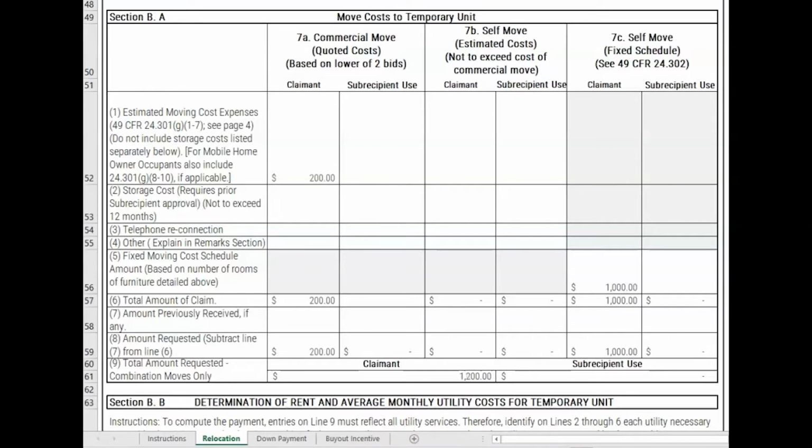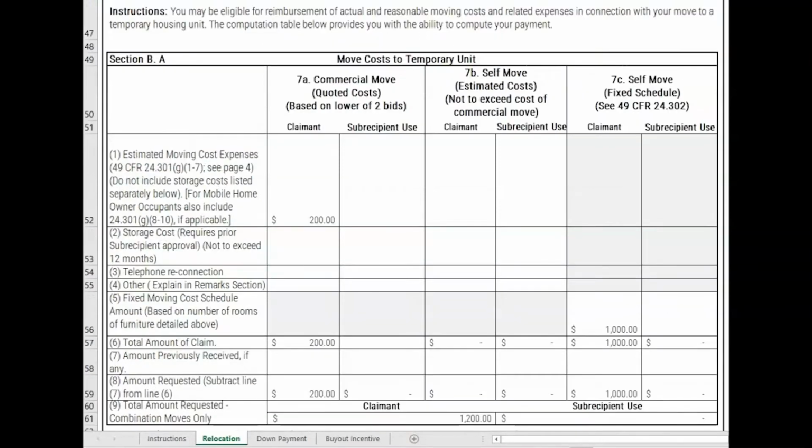For our example, the applicant decided to use a combination move where they use the fixed schedule, but they also claimed $200 for a commercial move for their piano since it required specialized and costly moving services. In number 9, the form will total both the fixed move and any specialized costs requested under commercial or self-move. The subrecipient use columns in Section BA will be completed by the subrecipient after they have reviewed and completed the form.